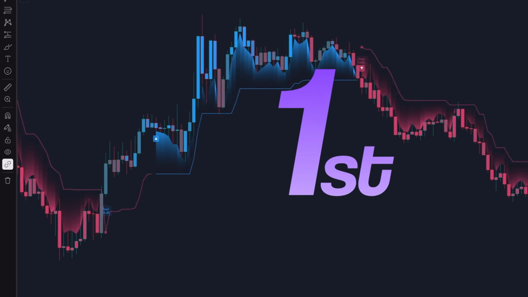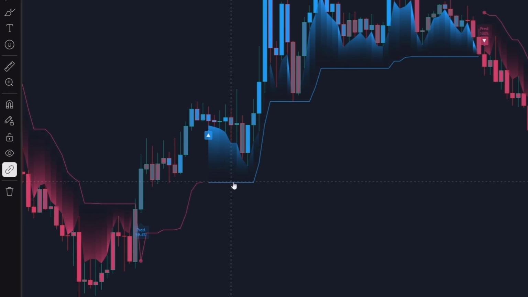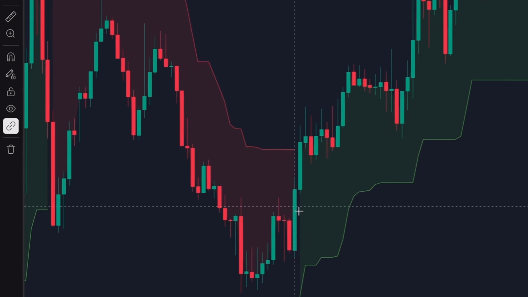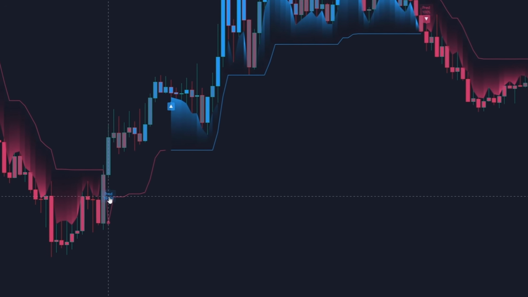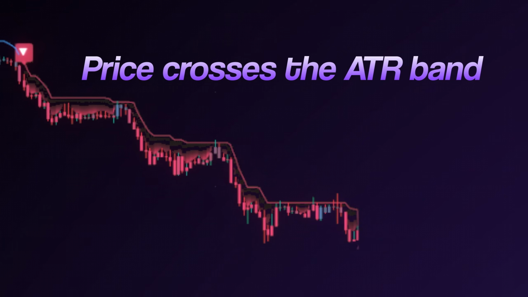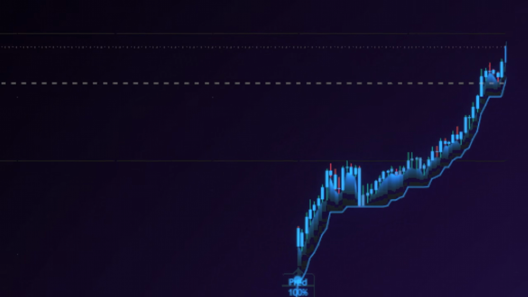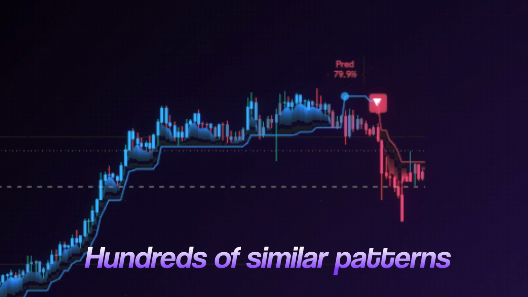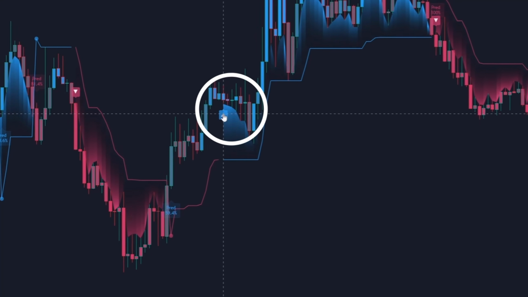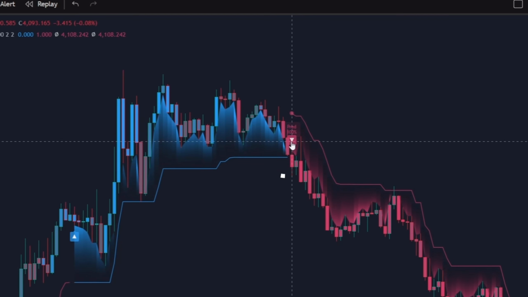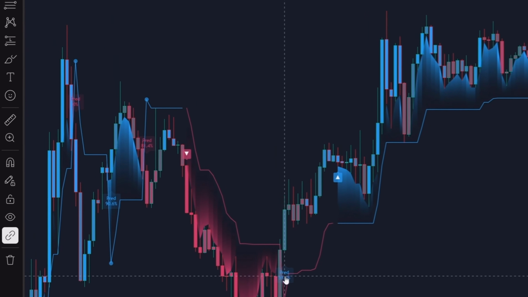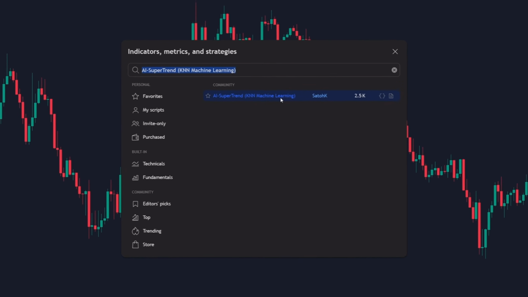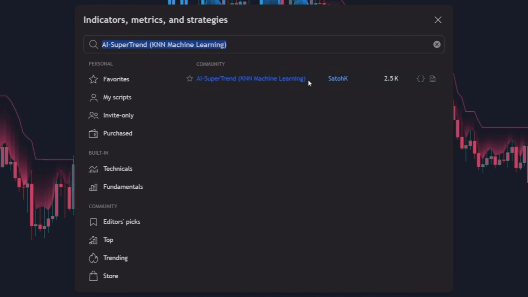Let's start with the first one. This AI indicator takes the classic super trend, the trend following line most of you already know, and adds a machine learning engine on top of it. Instead of flipping the moment price crosses the ATR band, it compares the current market state to hundreds of similar patterns from the past, and only confirms the flip once the calculated probability crosses a threshold. That probability gets printed right on the chart. This is the AI-SuperTrend built with KNN machine learning.